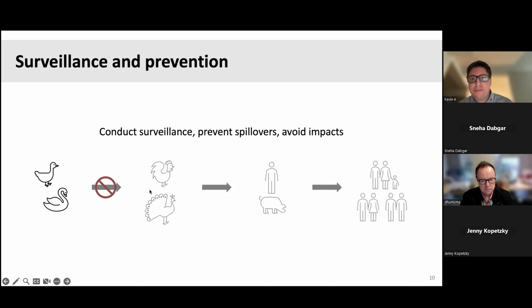So hopefully at this point, it's clear that flu viruses have major impacts on human health and human livelihoods. And it should also be clear that all these impacts start when wild bird viruses spill over into poultry. So if we can prevent these spillovers, we can avoid these impacts. And this is exactly the purpose of flu surveillance in wild birds. And it's why flu surveillance in wild birds is a cornerstone of outbreak prevention and pandemic preparedness programs in jurisdictions across the planet.